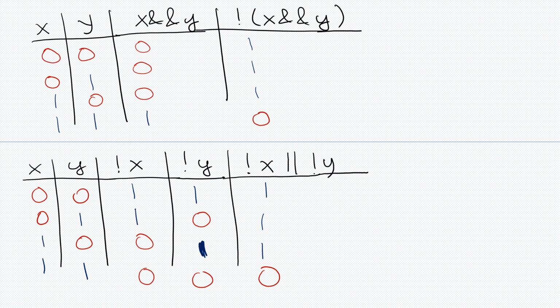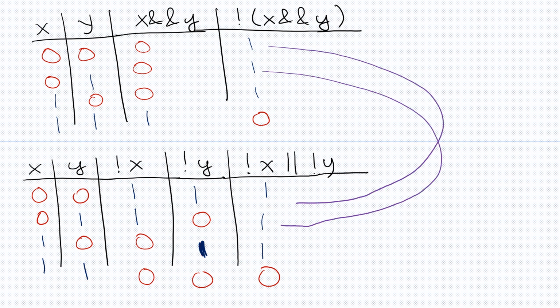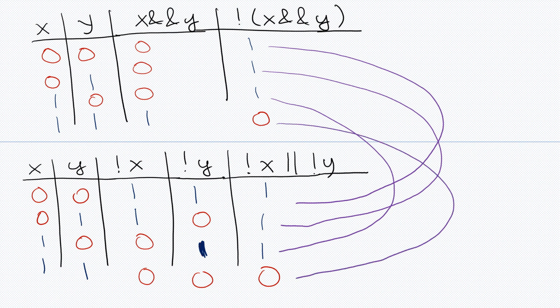And you'll notice, hey, these are exactly equivalent on every line. Because of that, you conclude that De Morgan's law is telling me not (x and y) is equivalent to not x or not y. You should go ahead and give it a try with the other law.